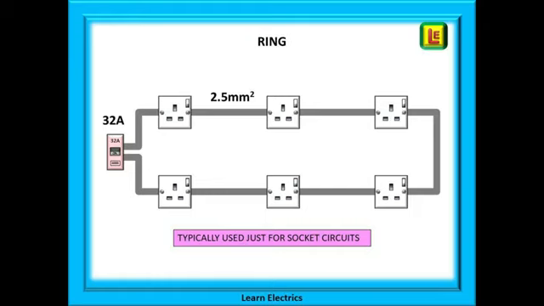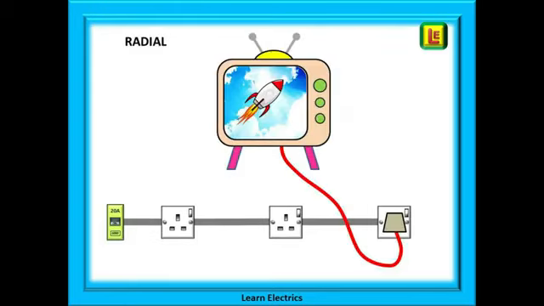Ring circuits are typically used just for socket circuits. They have multiple points of use, and a larger floor area can be covered by a ring circuit for a given amount of copper. There is, however, one major drawback with ring circuits that you must be aware of.